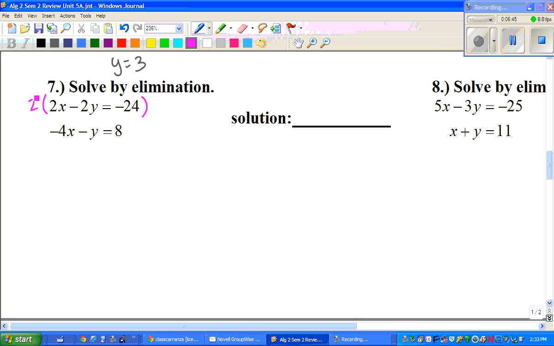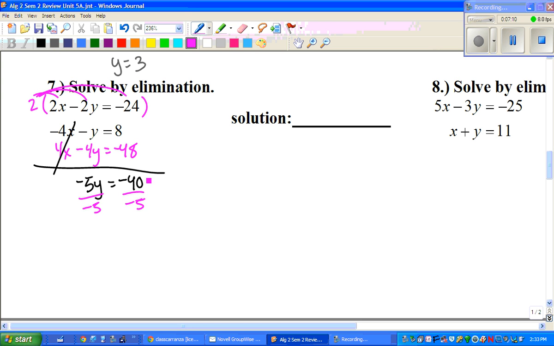And when we multiply that by 2, 2 times 2 is positive 4x. 2 times negative 2 is negative 4y. And 2 times negative 24 is negative 48. Okay, when you combine those, they cancel. Be careful here because you get negative 5y equals negative 40. Be very careful about your signs. Okay, divide by negative 5, and we get y equals positive 8.